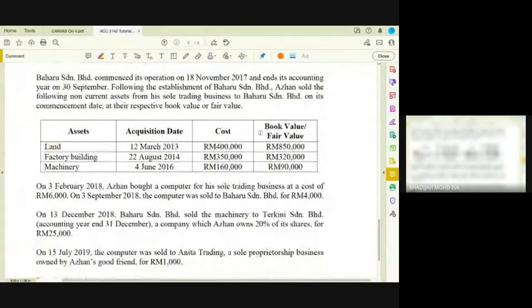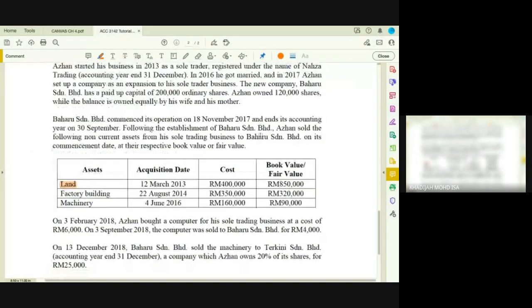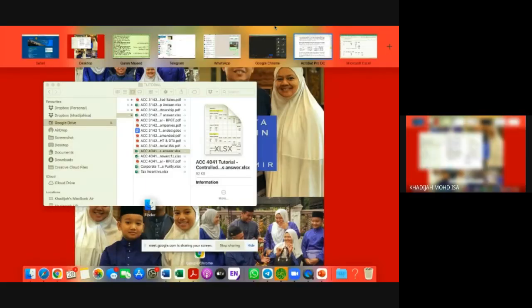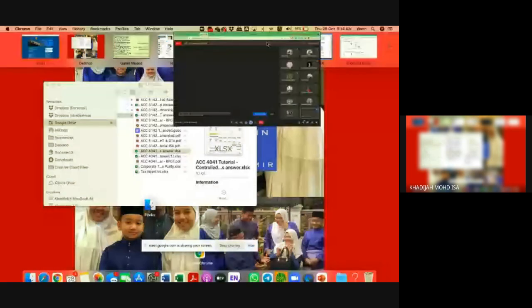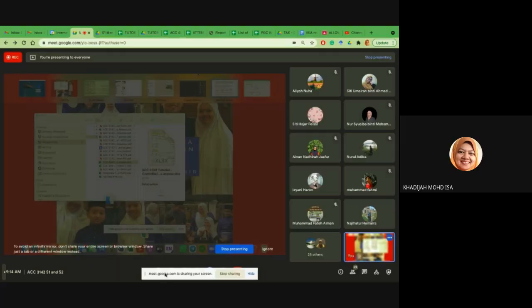I know that some of you have done this, but for those who have not done this question, I give you 10 minutes to go through it and try to understand, and if you can, do some of the workings from the disposal of the asset. I give you 10 minutes because I need to have a break for a while, maybe not even 10 minutes. All right, I will come back. In the meantime, please do the question.